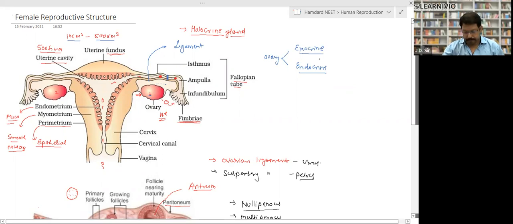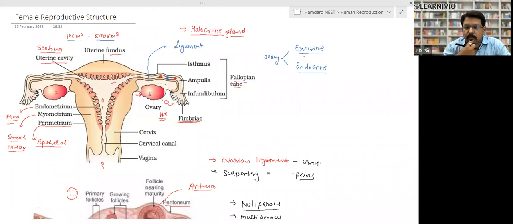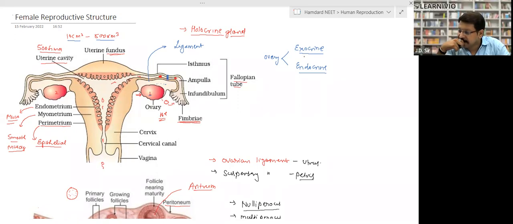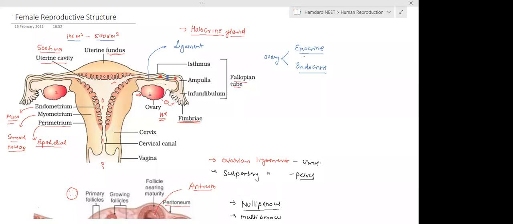Exocrine and endocrine, right? So, look, exocrine glands are those glands you must have studied in class 11th. Those glands that release on the surface of cells or organelles. And endocrine? Sir, can I say for endocrine? Yeah, sure. Endocrine glands are the glands that do not have a duct in the system.